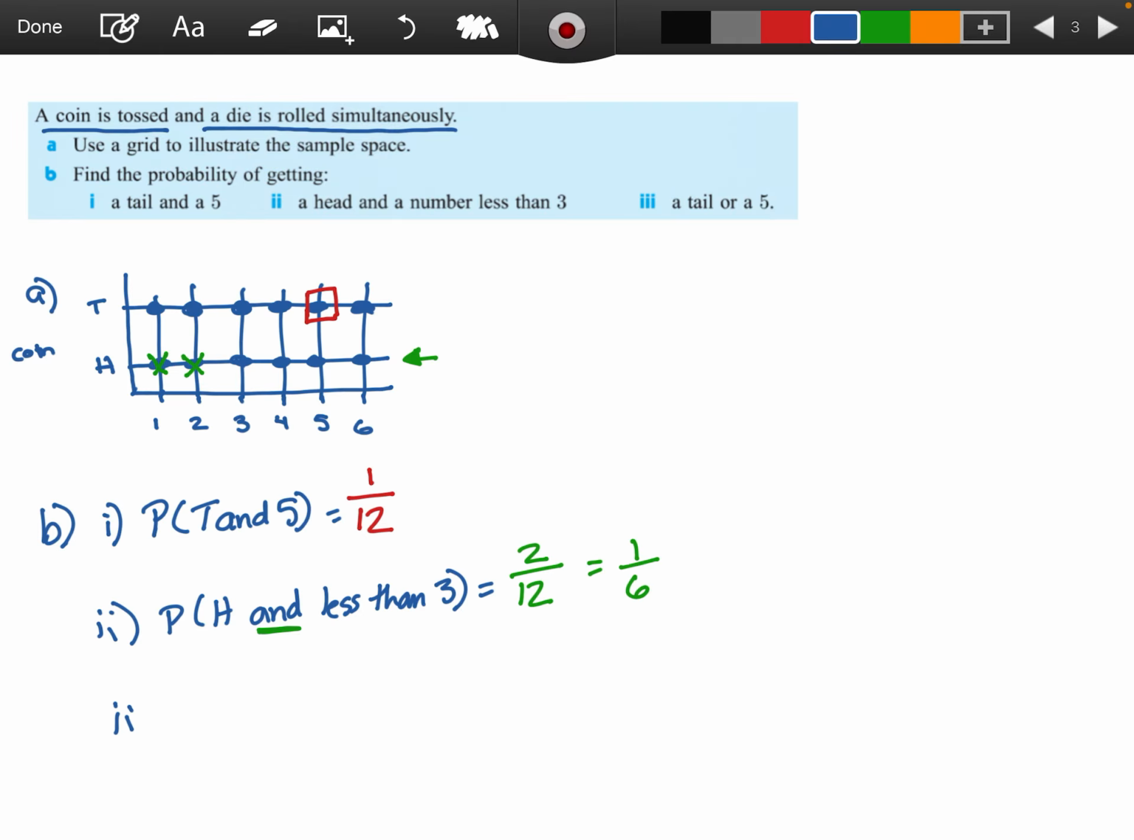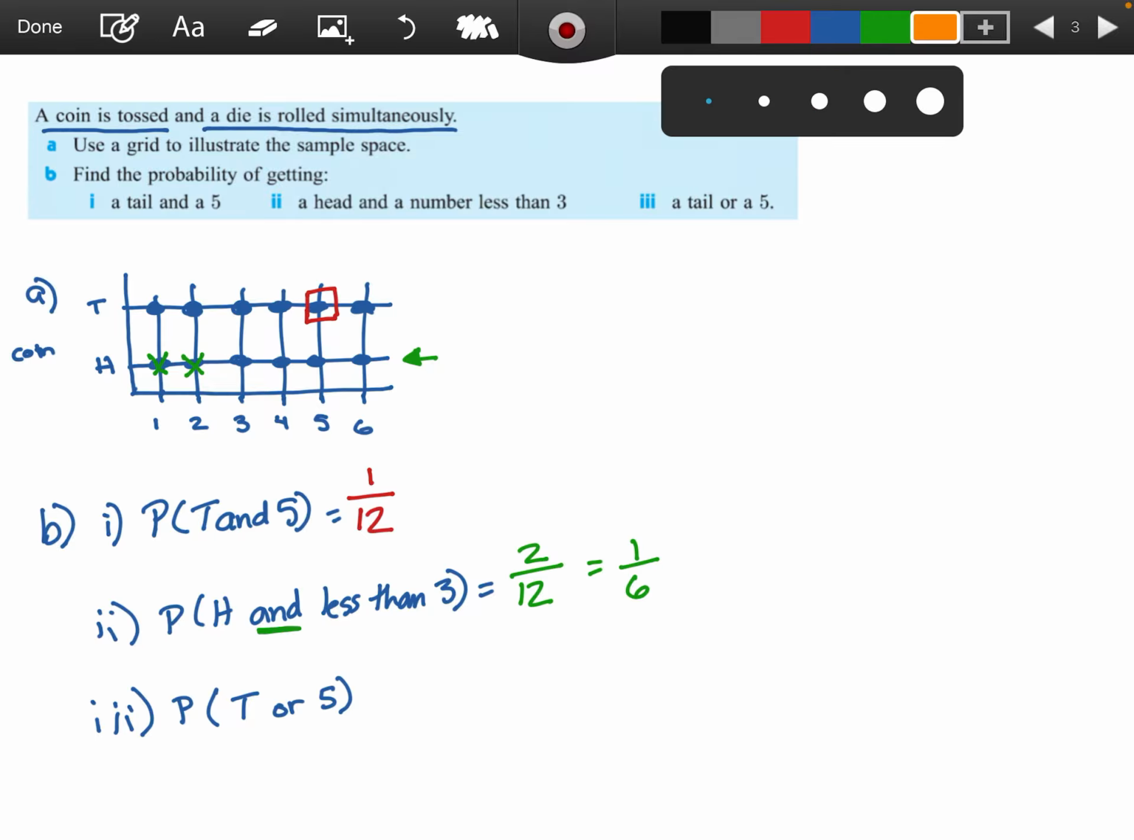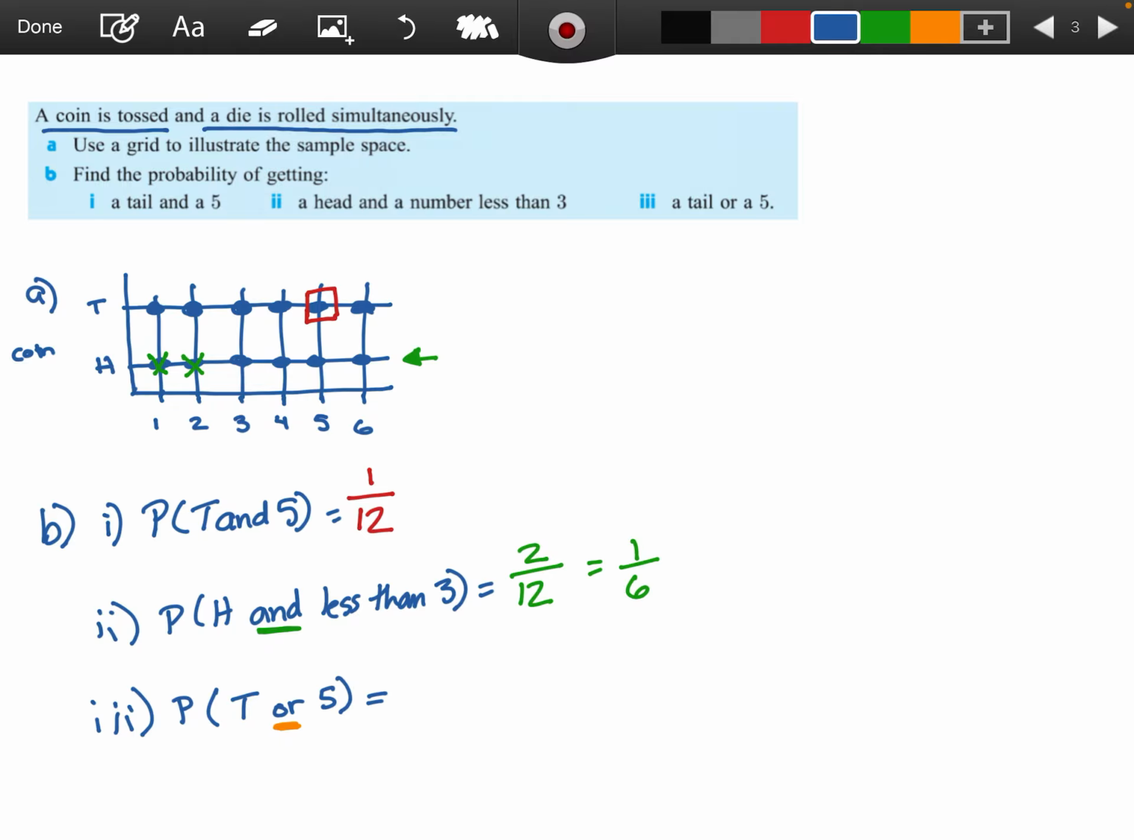Okay, and then our final example question here, part 3, we want tails or a 5. There are two really small words in probability that have big implications. One of them is the word "and" and the other one is the word "or." When we're talking "and," both things must have taken place. When you're talking "or," you only need one or the other, or potentially both, but you need definitely at least one.